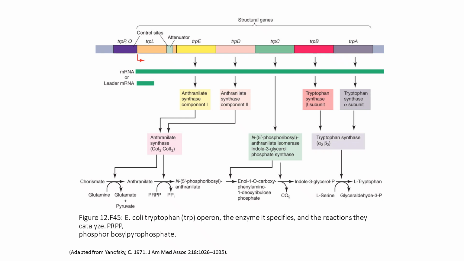This slide illustrates the enzymes encoded by the trp operon and the biochemical reactions they catalyze. Each gene in the operon contributes to the multi-step biosynthetic pathway that produces tryptophan from precursor molecules. The pathway begins with PRPP, or phosphoribosylpyrophosphate, and proceeds through intermediates catalyzed by the enzymes TrpE, TrpD, TrpC, TrpB, and TrpA. This coordinated gene expression ensures that the cell can synthesize tryptophan only when needed.